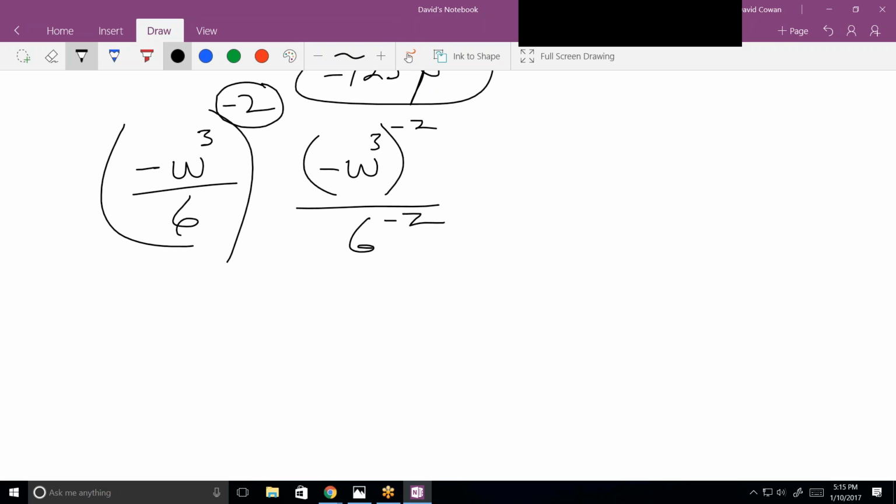Now I can just flip, right? In other words, I'm going to put the 6 to the negative 2 in the numerator, make it a positive 2. And I'm going to put the minus w cubed in the denominator and make it a positive 2. Now, what's the final answer?